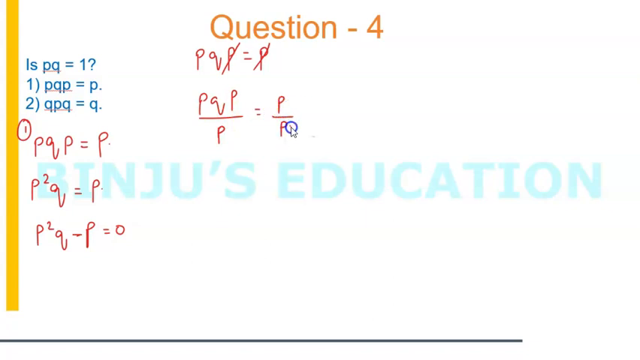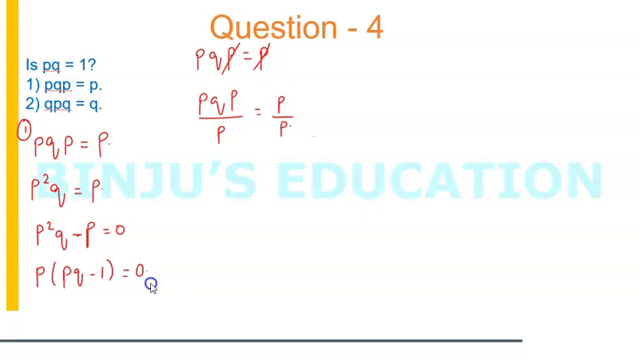Now the problem here is that with the division, we do not know whether the value of P is 0 or not. Because if it is 0, then you can't divide. If it is not 0, then yes, definitely you can divide. You can take P common and this becomes PQ minus 1 is equal to 0.